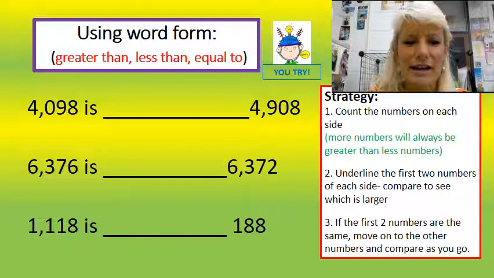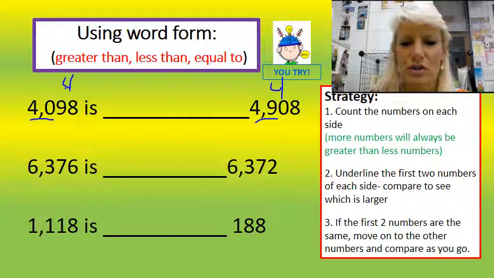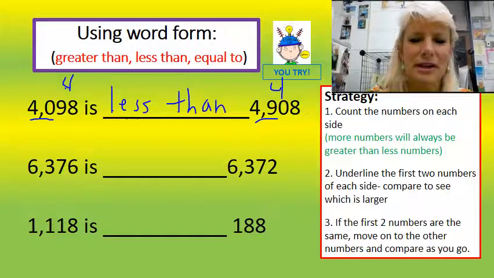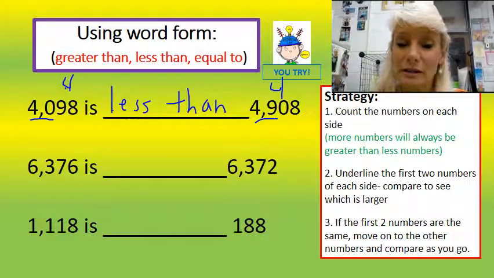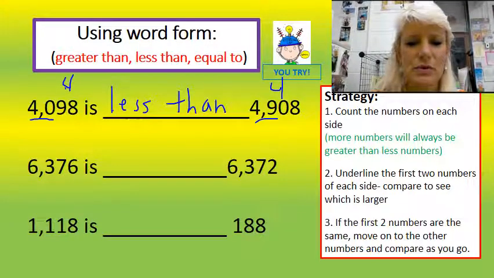I notice here that I have 4 on each side. So I am going to use the second strategy, which means I'm going to compare just the first 2 numbers. And I can see that 40 is going to be less than 49. What that really means is 4,098 is less than 4,908. All right, the next one, they both have 4 numbers.